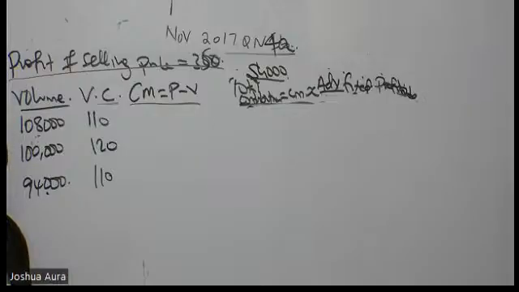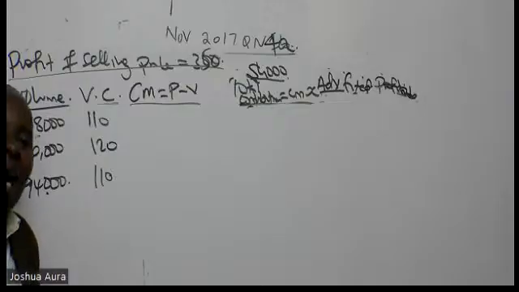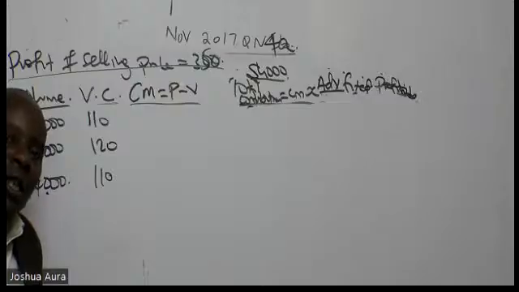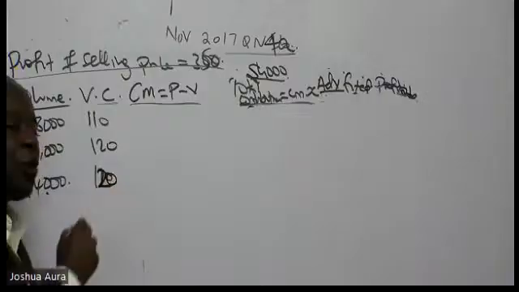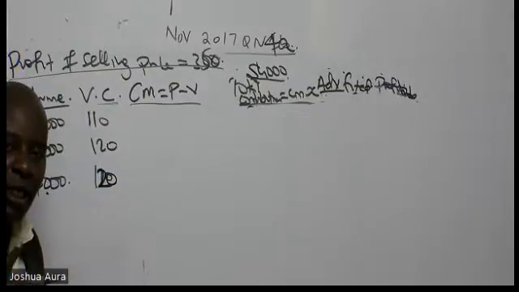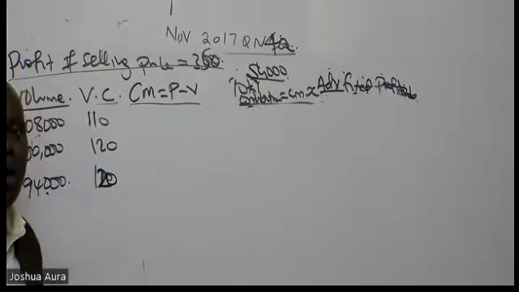You guys are very bright. It's less than 100,000 units. And anytime you produce less than 100,000 units, then the variable cost will be what here? Somebody without any confusion will say 120. Thank you so much. You stood your ground.